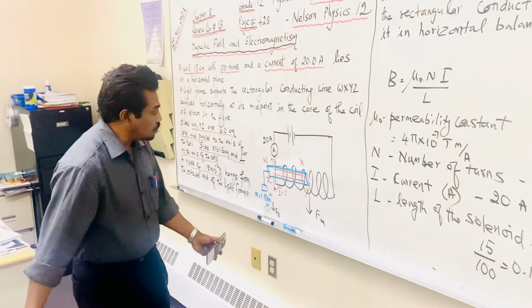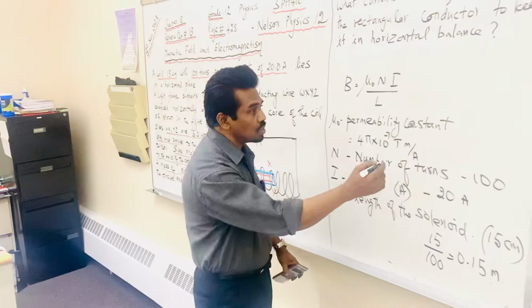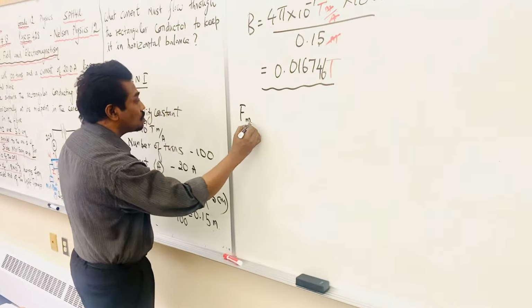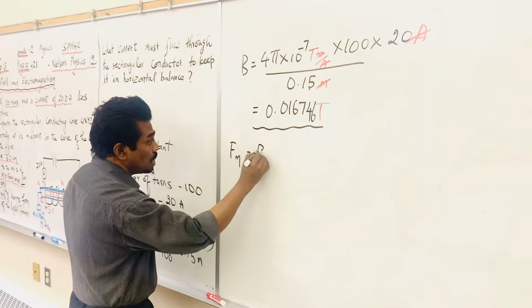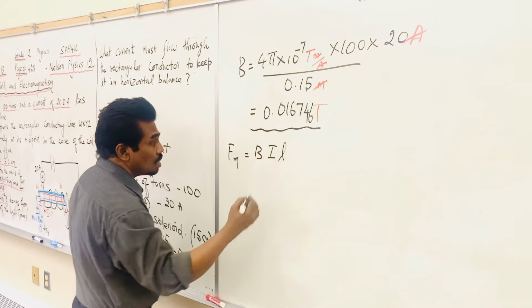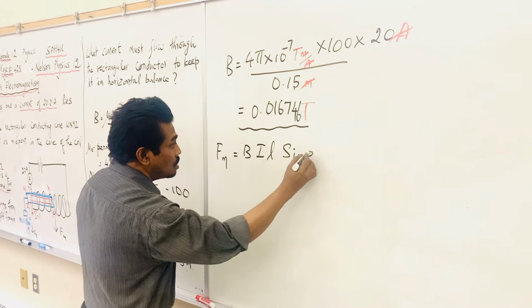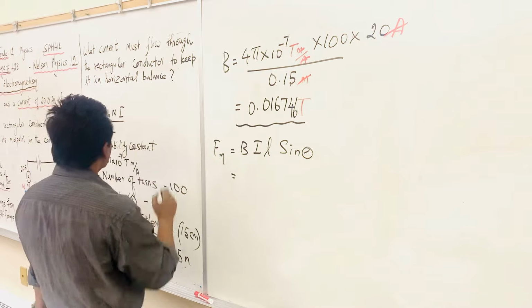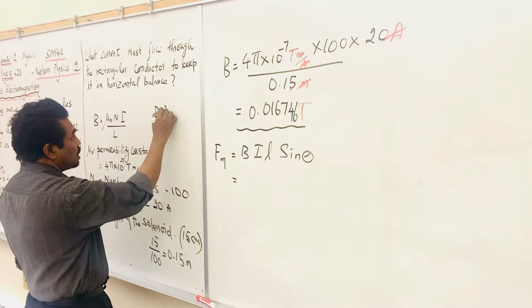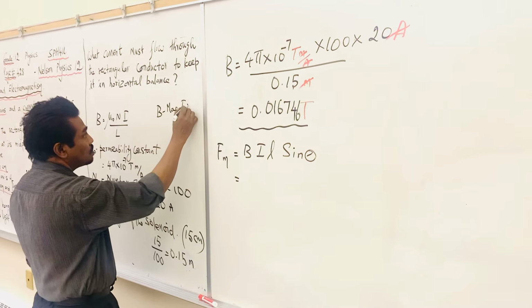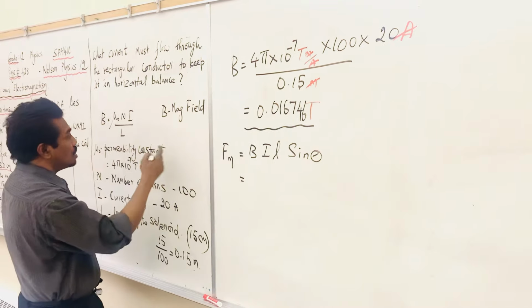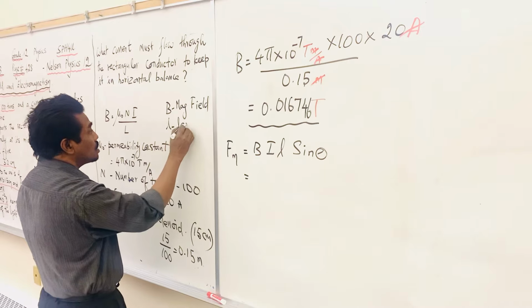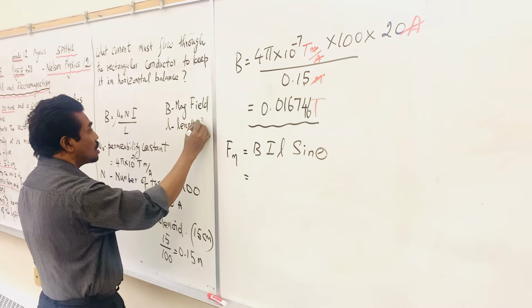So let us find the force due to the magnet by using this formula. Force due to the magnetic field will be equal to BIL sine theta. So B is the magnetic field as it is. I is the current as it is. L is the length of the conductor.